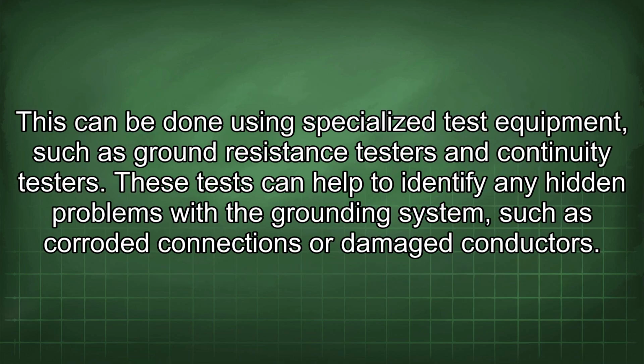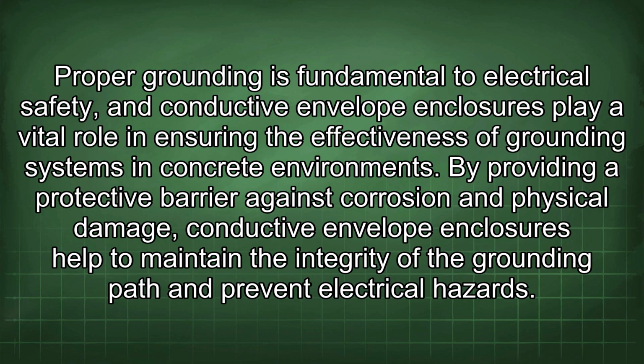This can be done using specialized test equipment such as ground resistance testers and continuity testers. These tests can help to identify any hidden problems with the grounding system, such as corroded connections or damaged conductors. Proper grounding is fundamental to electrical safety, and conductive envelope enclosures play a vital role in ensuring the effectiveness of grounding systems in concrete environments. By providing a protective barrier against corrosion and physical damage, conductive envelope enclosures help to maintain the integrity of the grounding path and prevent electrical hazards.